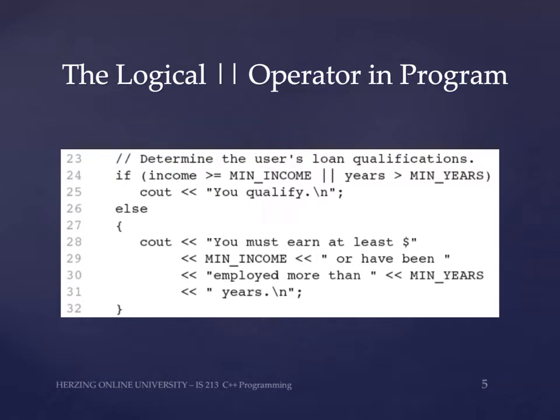With logical OR, we use the operator to test whether either the left condition, in this case income is greater than or equal to min income, or the right condition, years greater than min years, is true. If either or both are true, the logical OR operator evaluates to true, which means the if statement executes. If neither are true, the logical OR operator evaluates to false, which means the else statement executes.